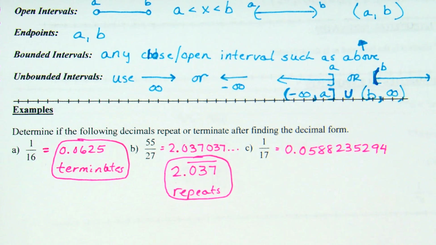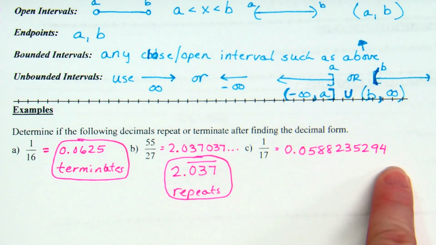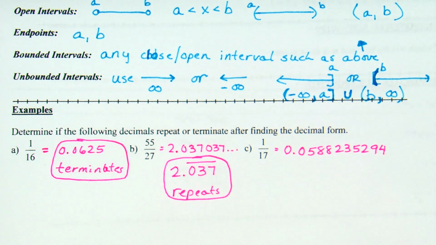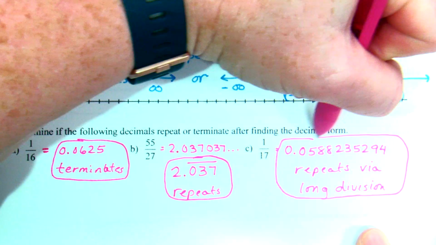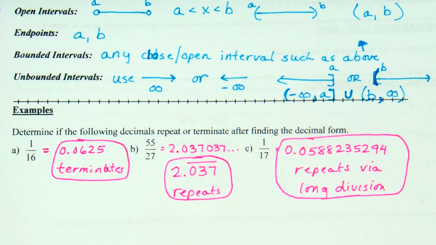Don't just assume it terminates, because I get it, that's the logical answer, isn't it? It terminates. However, it keeps going, and it repeats via long division. I'm not even going to write the repeating bar because I'm not 100% sure if it starts repeating right away or if it goes farther before it starts repeating.